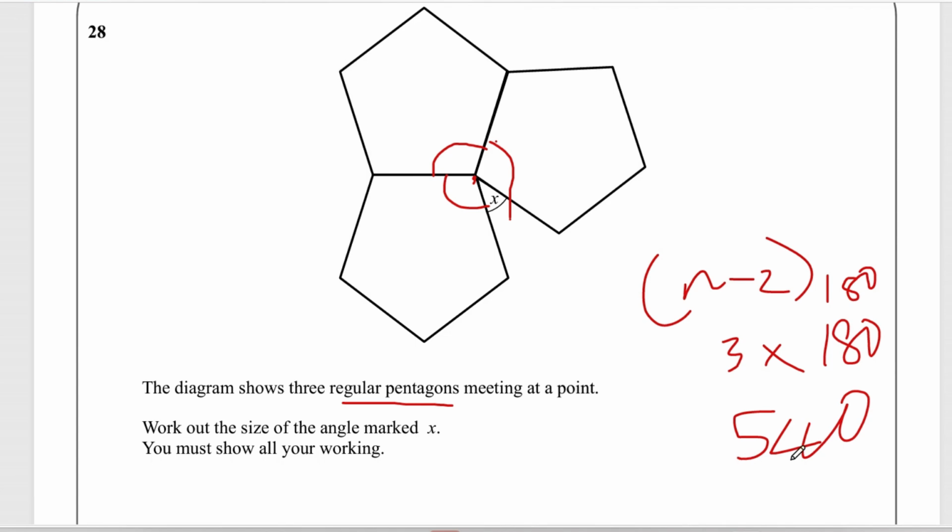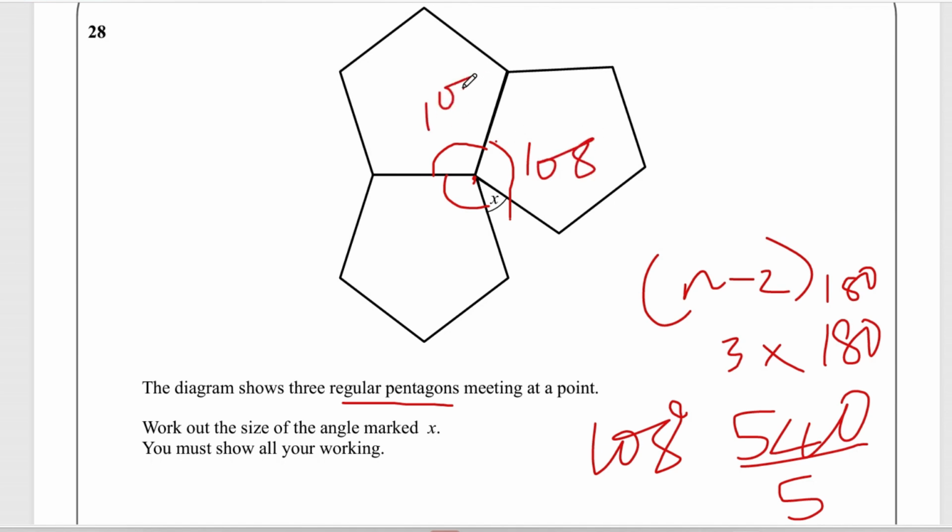And there are 5 equal angles, so you divide 540 by 5, and that will give you 108. So each of these angles is 108 degrees: 108, 108, and 108.